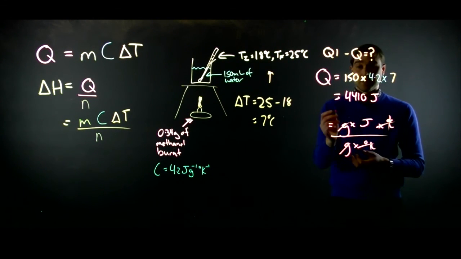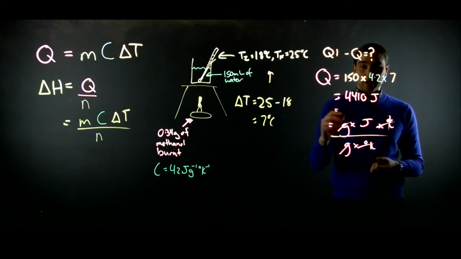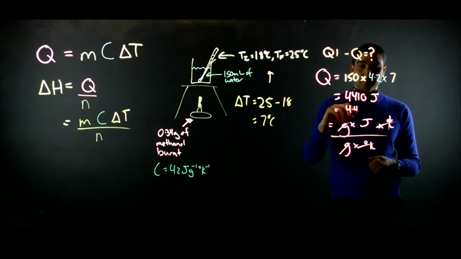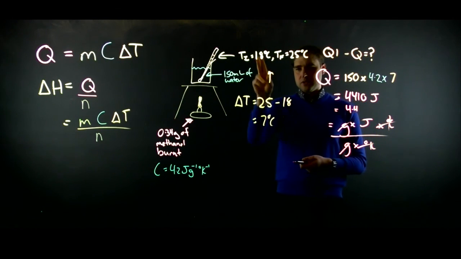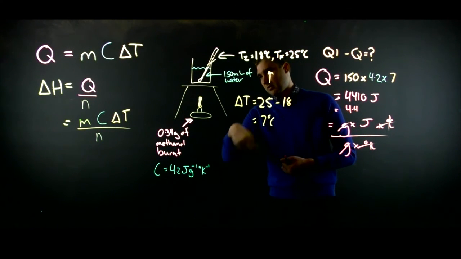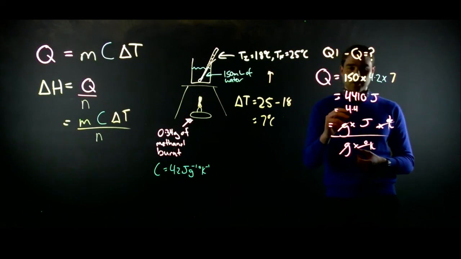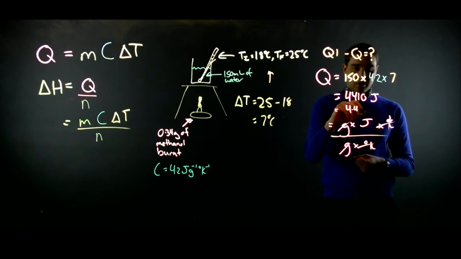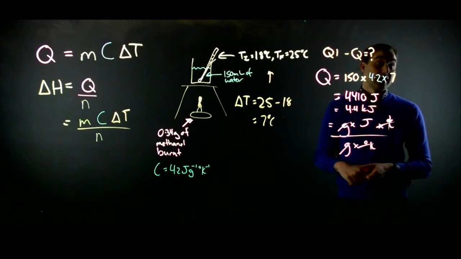Now the question asks specifically for kilojoules, so we need to divide that by 1,000. So we get 4.4. Now look at our significant figures, 2 significant figures in the data here, 3, 2. So we're going to go to 2. So 4.4 kilojoules. And there's our answer for the first part.